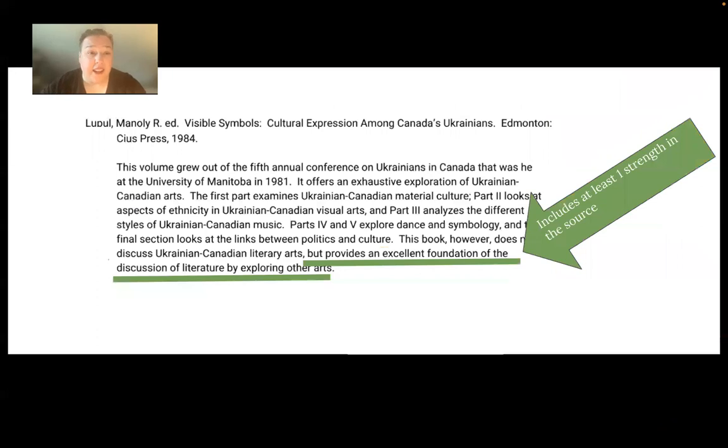All right, an annotated bibliography also needs to include the strengths of a source. So in this last sentence here, it says, but provides an excellent foundation of the discussion of literature by exploring other arts. The word excellent is a key word here that's telling us that it's recognizing this as a strength.